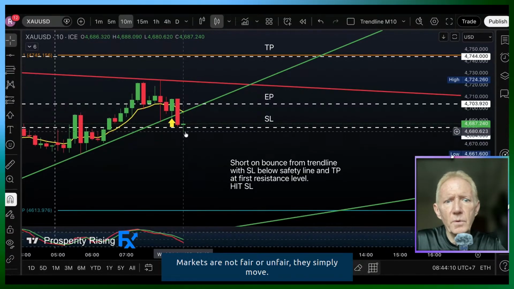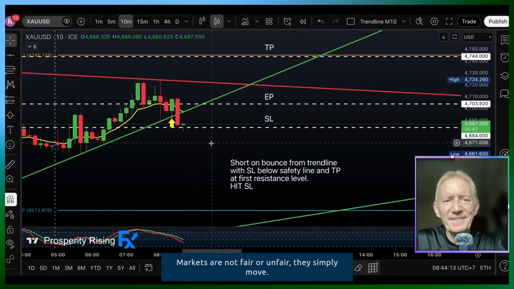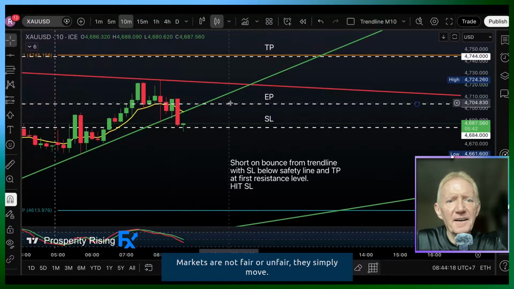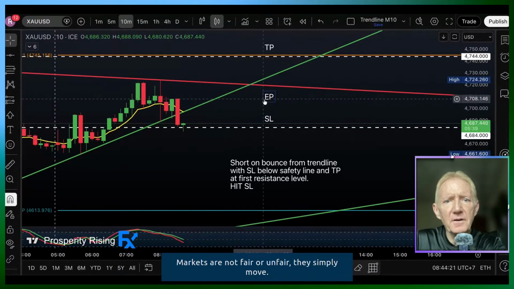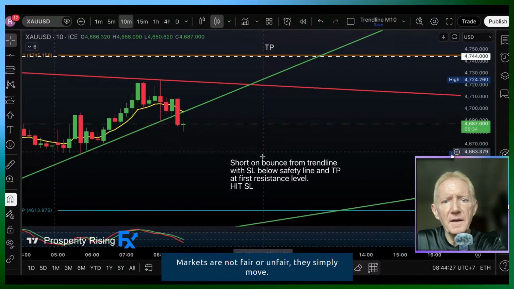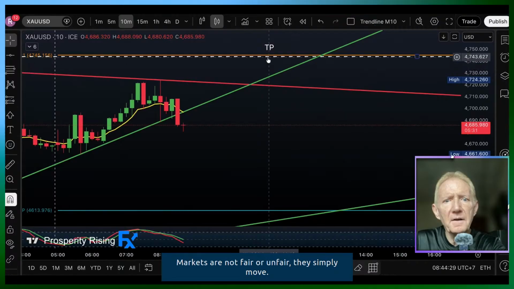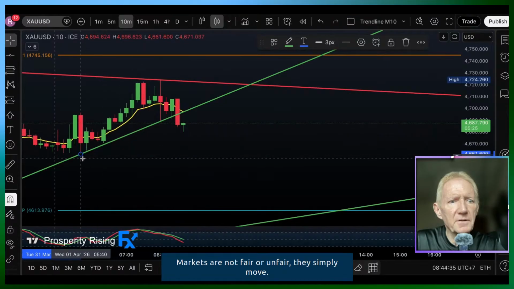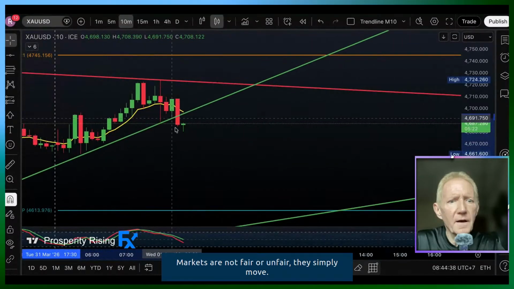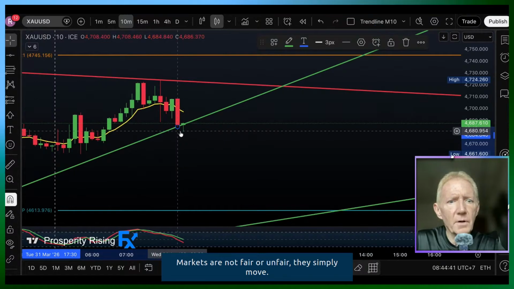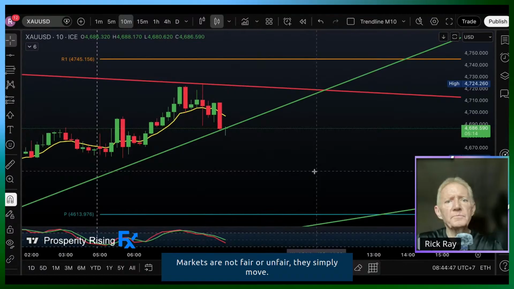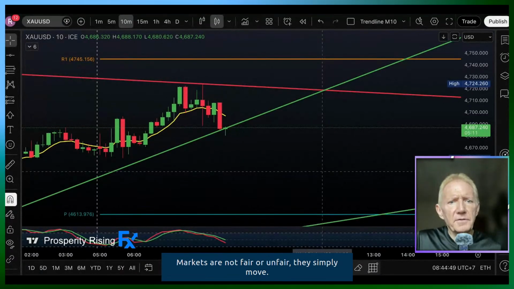Have you ever seen that, guys, where it comes down, hits your stop loss, and then starts going the right direction? Frustrating, eh? Now, clear all this off. That trade is done. Clean up the chart. Adjust my trend lines. This candle's not finished, so I'll leave the trend line on the previous candle. Now let's see what happens.